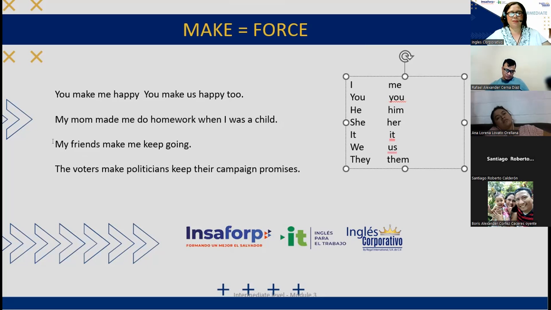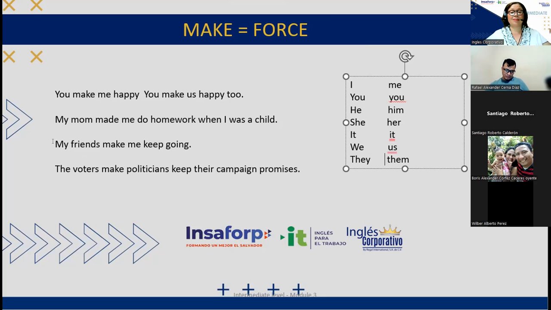Tell me. Sorry, I had a question with the first sentences, where it says, you make us happy too. Is it allowed to say you make us happy also? Yes, you can say also because they have the same meaning. And you make us happy as well? Okay, but that sounds kind of formal, maybe too formal, but it is okay. It means the same. Okay, thanks.